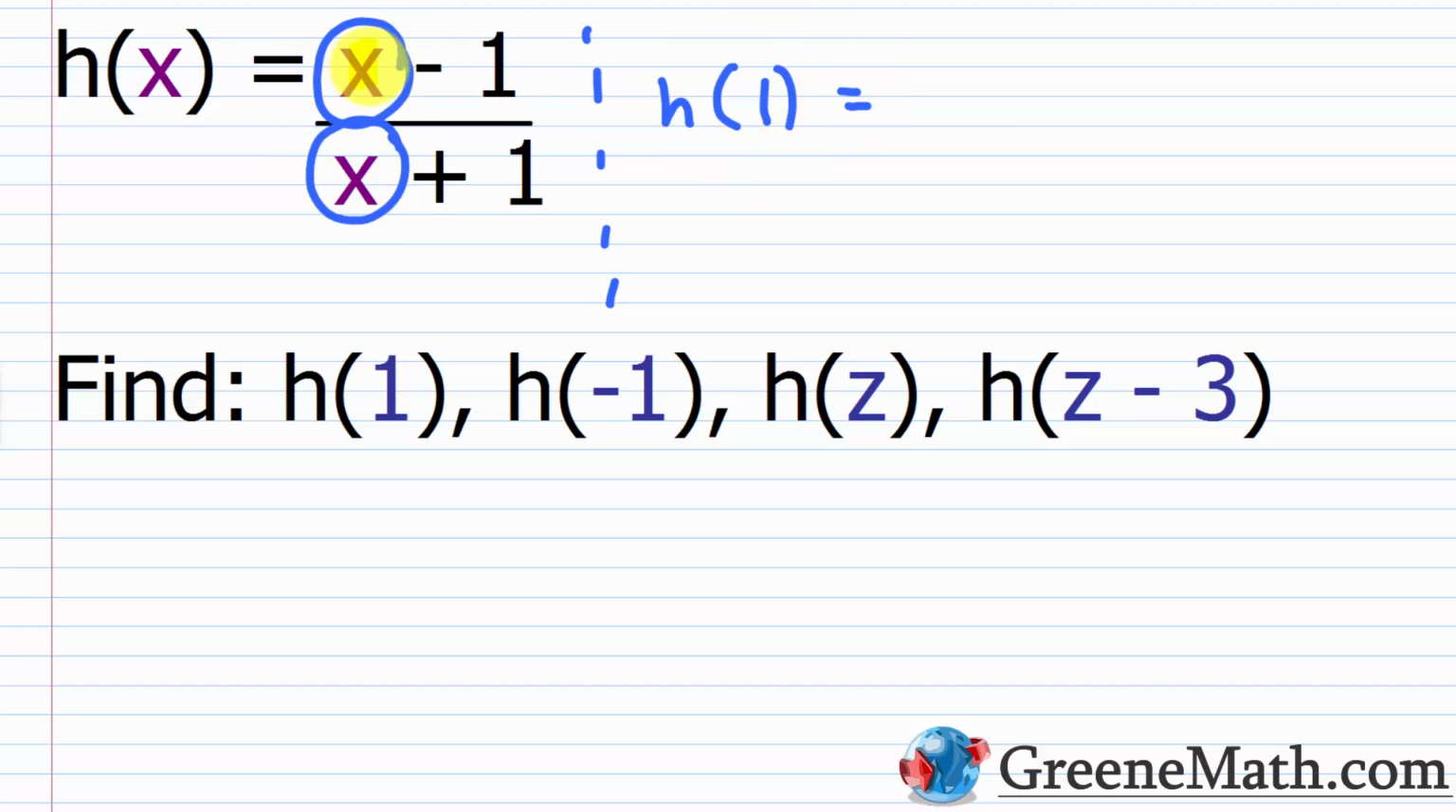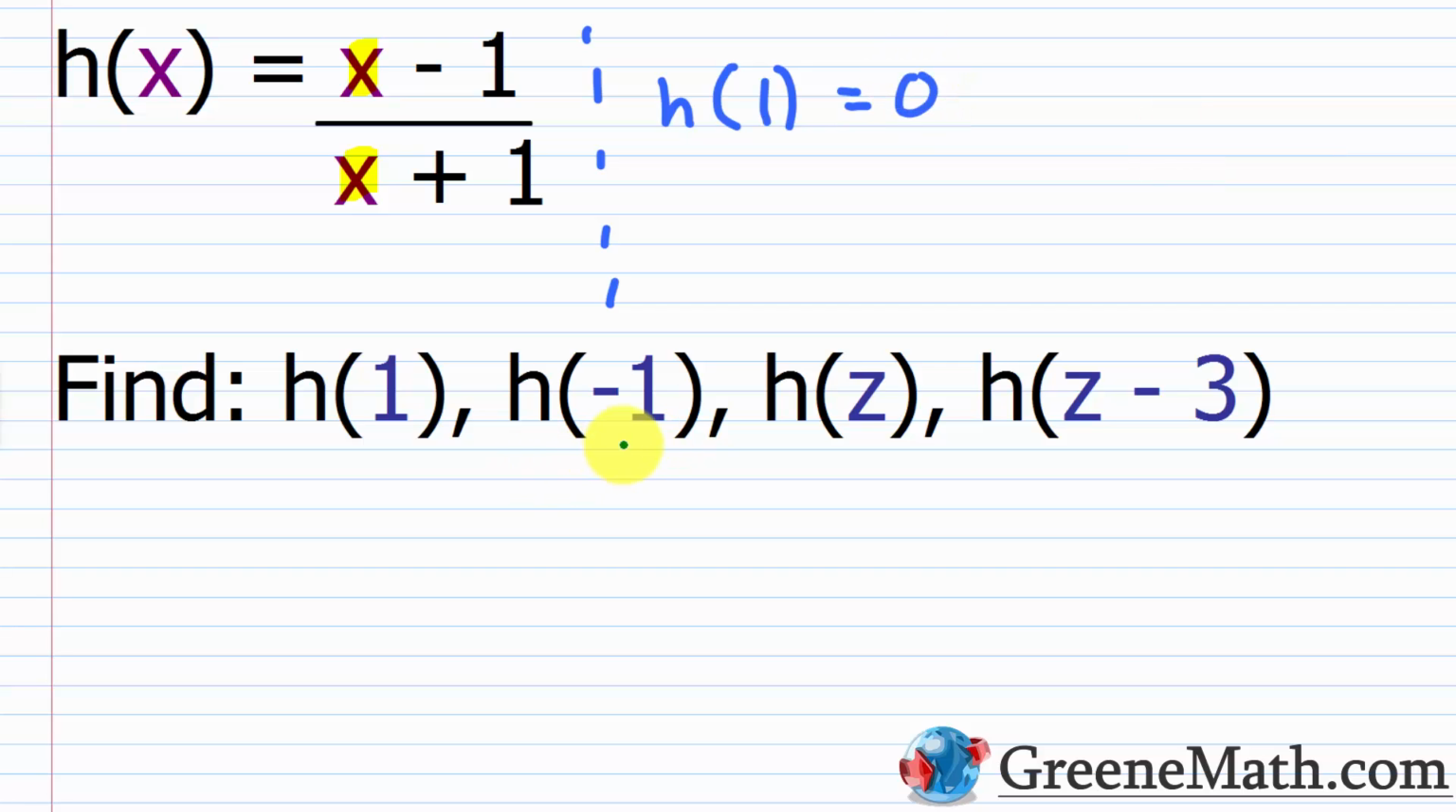And let me use a highlighter because, again, that's a little cleaner. So what am I going to have? I'm going to have 1 minus 1, which is 0, over 1 plus 1, which is 2. 0 over any non-zero number is 0. So h of 1 is going to be 0, okay? And I can leave that up here.